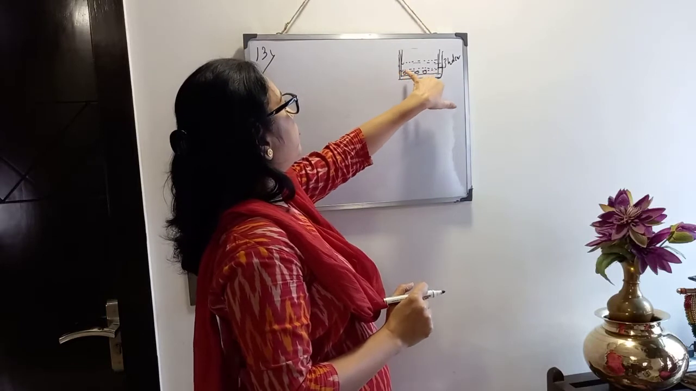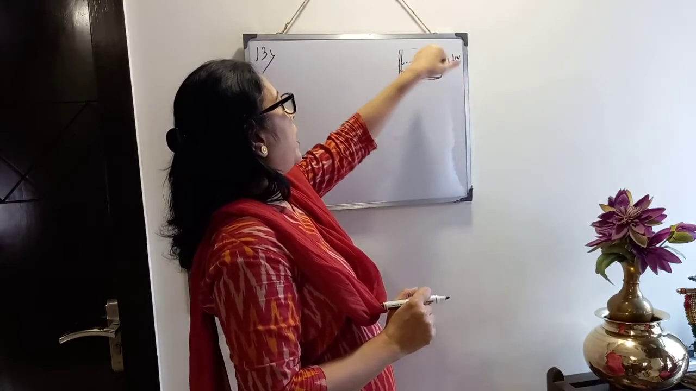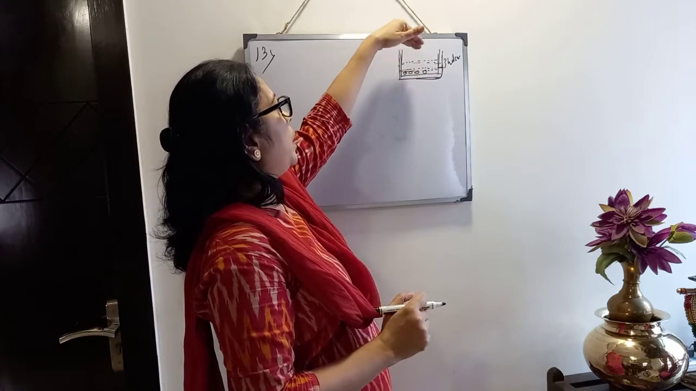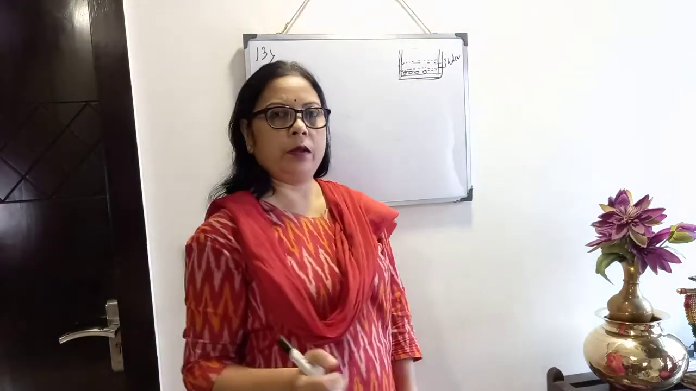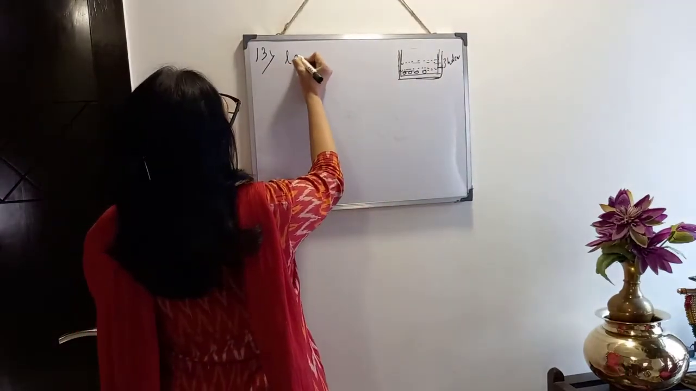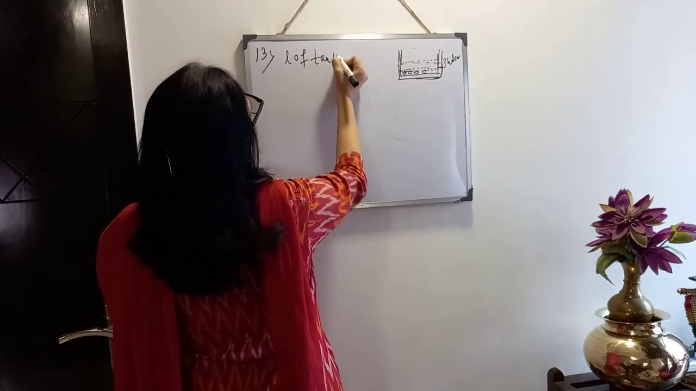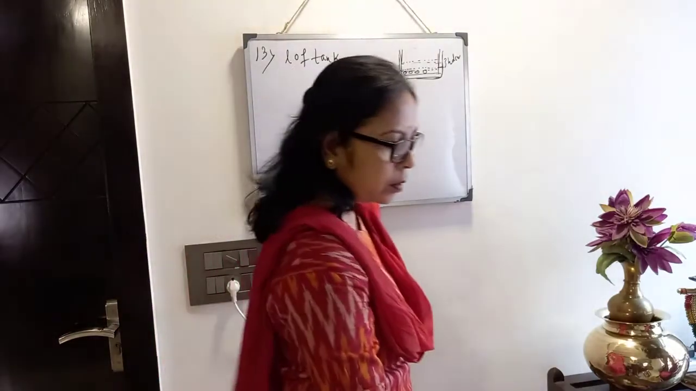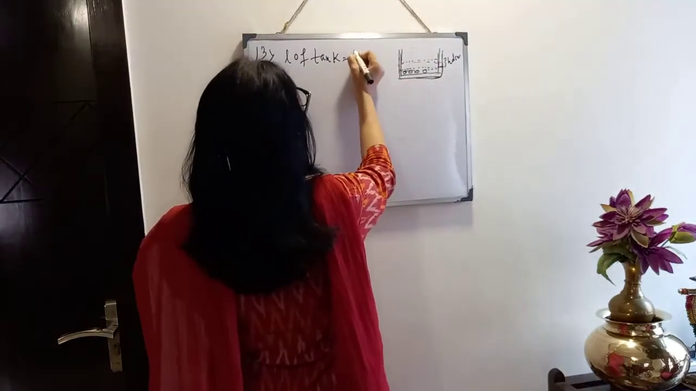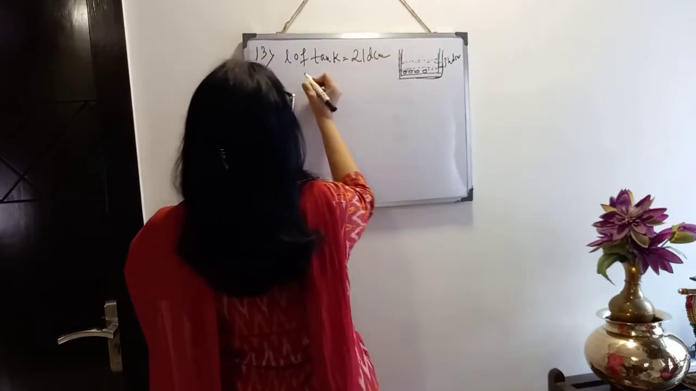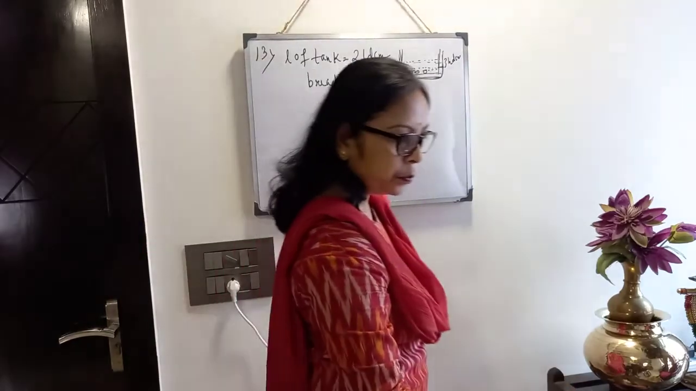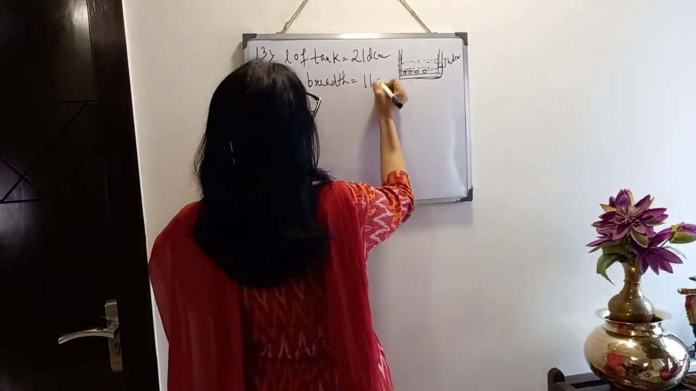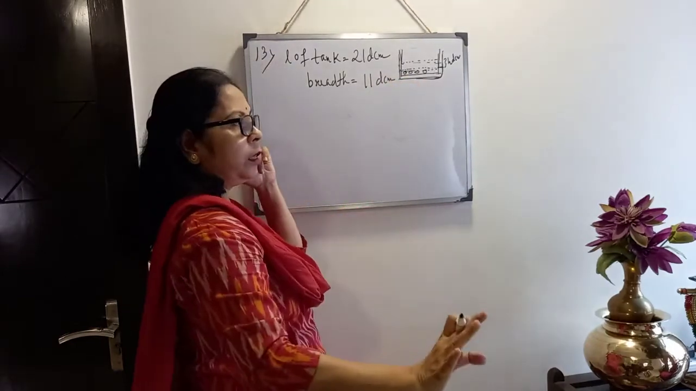Now suppose initially it was filled up to this level and 100 spheres are immersed in it, then automatically there will be a rise in water level. Let this be H decimeter. Clear? So length of tank 21 decimeter, breadth of tank 11 decimeter. Here depth will not be used.